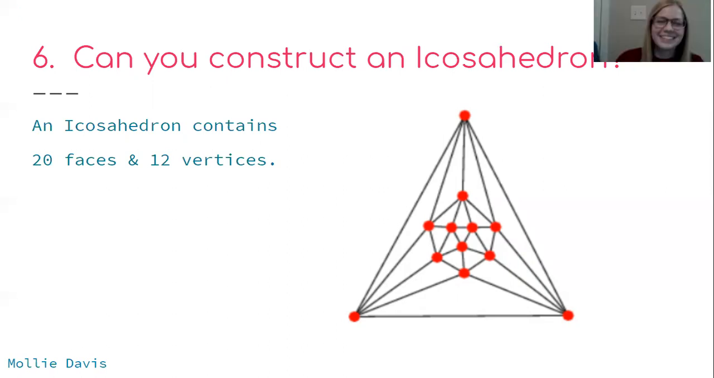Okay, Molly, can you construct an icosahedron? Yes. Okay, so the figure shown is an icosahedron, which is a polyhedron, which in simpler terms is just a 3-dimensional shape with all flat faces. For this specific polyhedron, we have 20 faces and 12 vertices. Each vertex is labeled with a red dot, and all of the faces are all of these little sections on the figure. So that is an icosahedron.